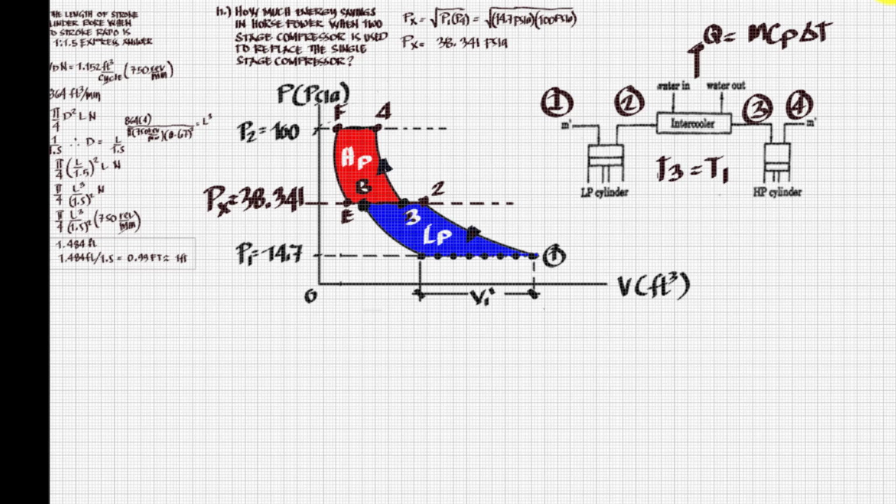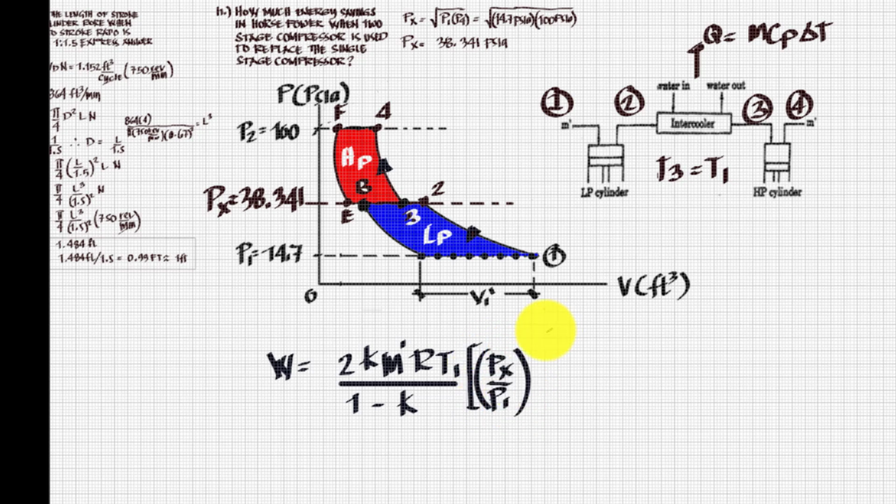Now, let's try to compute the work of the whole system of the two compressors. We have the equation for the work of the compressor: work is equal to 2 times k, times the mass flow rate, multiplied by R and temperature 1, all over 1 minus k, multiplied by the pressure ratio, P sub x, the intermediate pressure, over P sub 1, raised to (k minus 1) over k, minus 1.